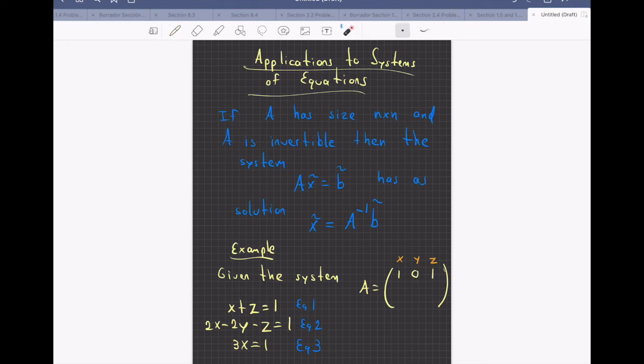For the second row, 2x, negative 2y, negative 1c. 2, negative 2, negative 1. Here, be careful. No C, no Y, so it's 3, 0, 0. I'm sorry.